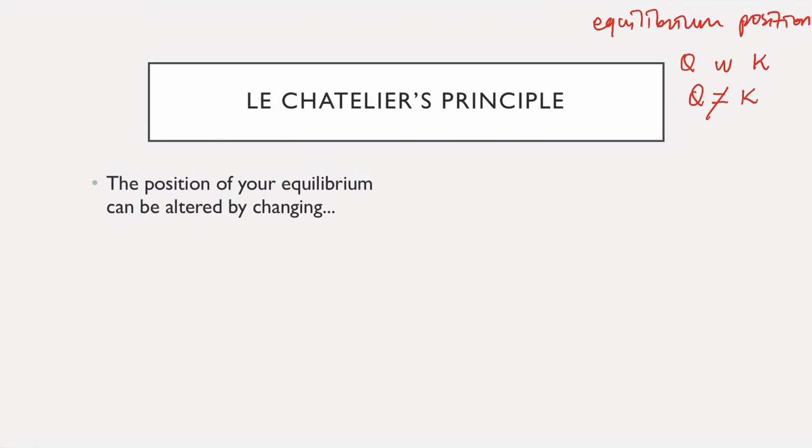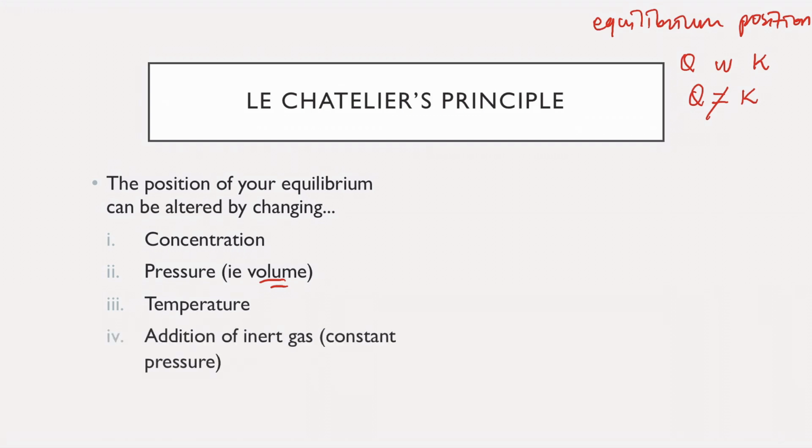The position of your equilibrium can be altered by changing the concentration of your reacting species. Pressure, you can change pressure by changing your volume. Then you can change the temperature. So when you change your temperature, will it change your K? You can also change it by adding inert gas at constant pressure. What will happen to the position of your equilibrium then? How will it change? Depending on what?